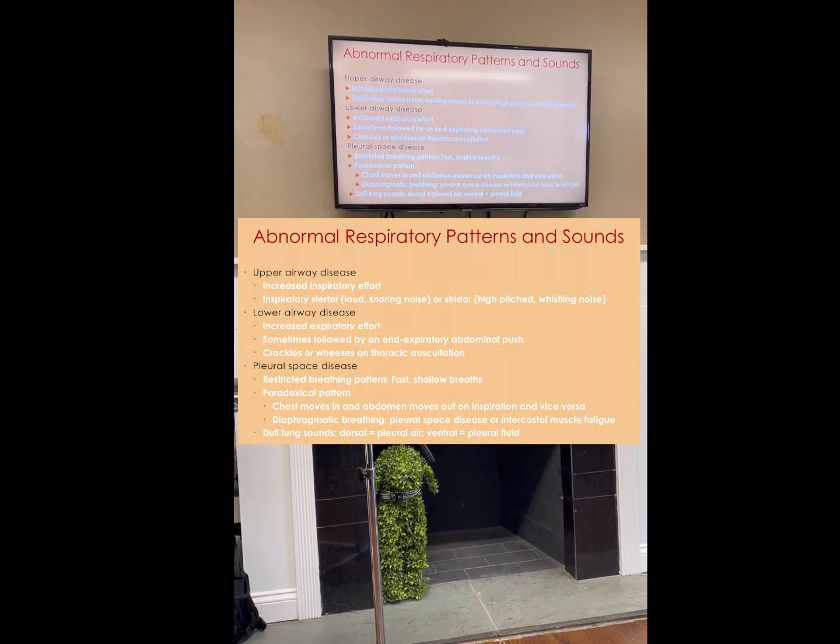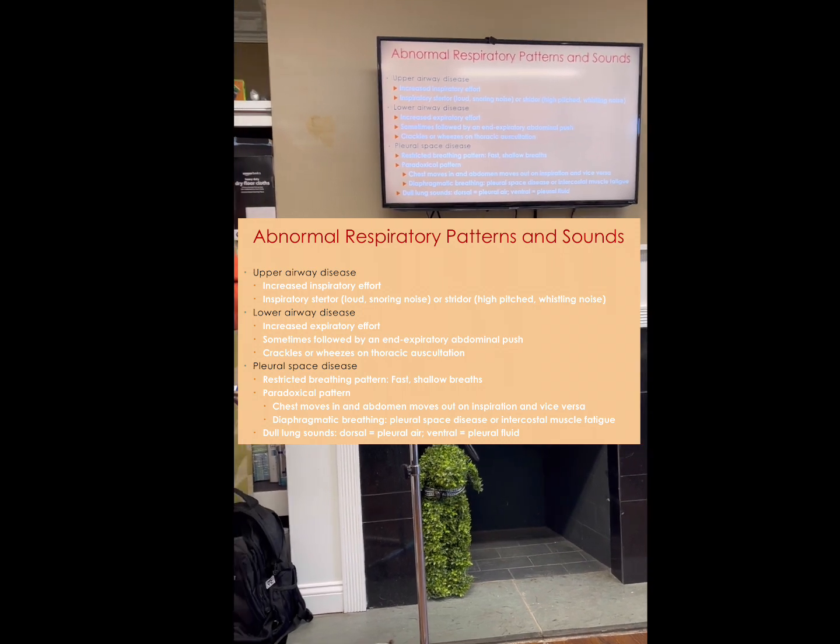Or is it in the lower airways, which means the intrathoracic trachea, bronchioles, and lungs? Or is it in the pleural space? This is the space between the body wall and the lungs themselves, okay? There's unique breathing patterns associated with each of these that we should be able to identify. And they make sense if you think about it.